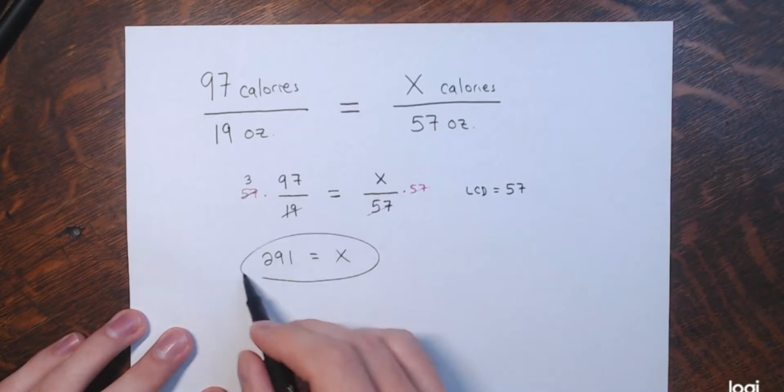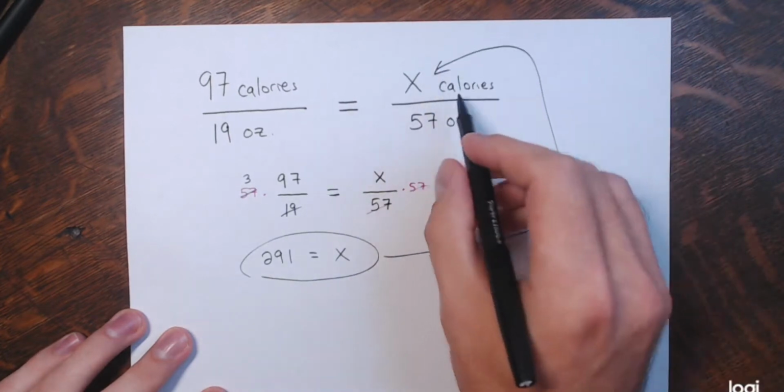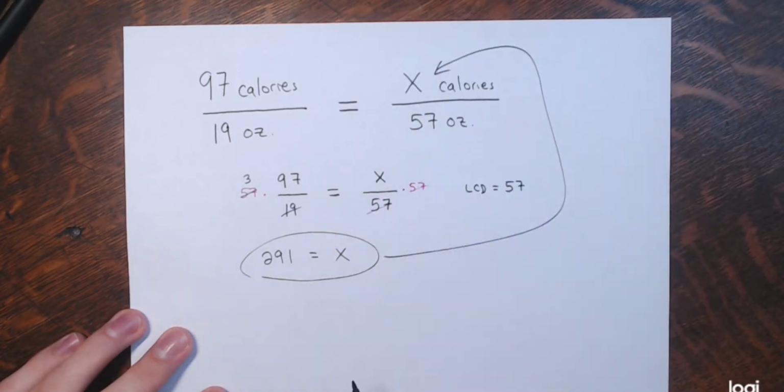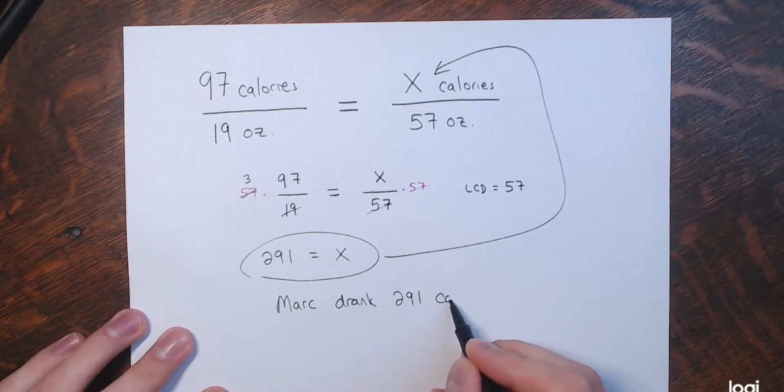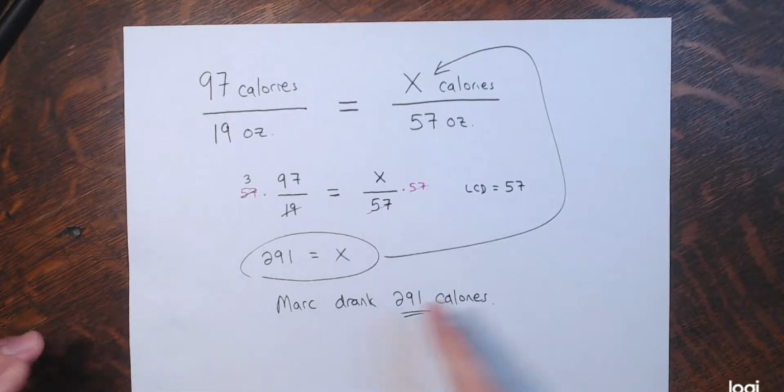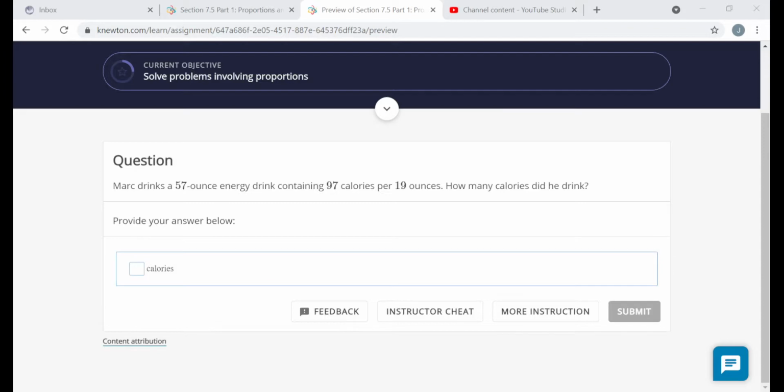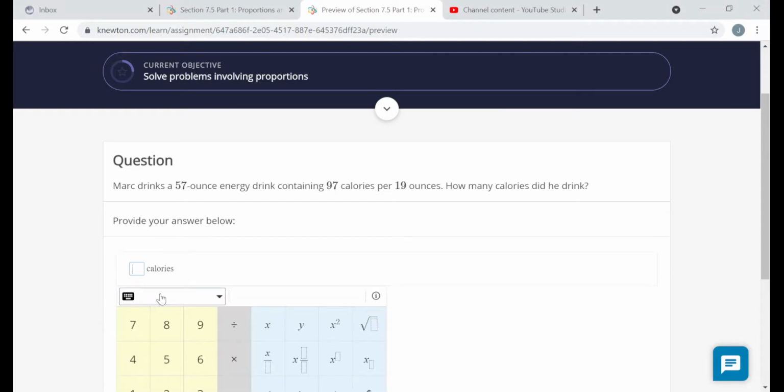So there you go. And remember, this represents the number of calories that Mark drank. So Mark drank 291 calories worth of this drink. Now you don't have to write a sentence or anything like that on this question. You just have to fill in a blank. So 291.